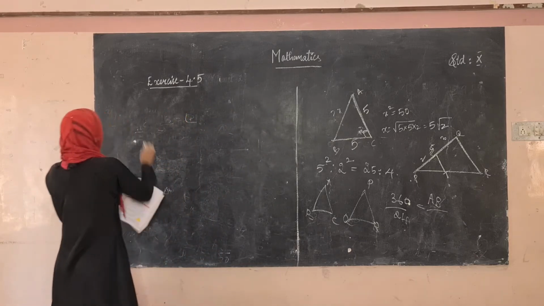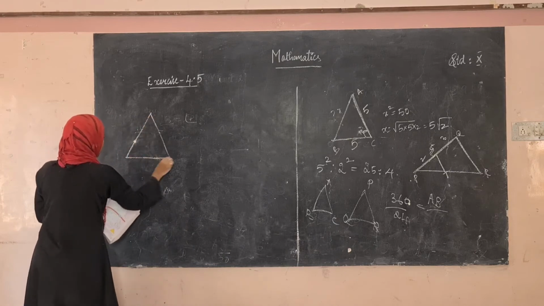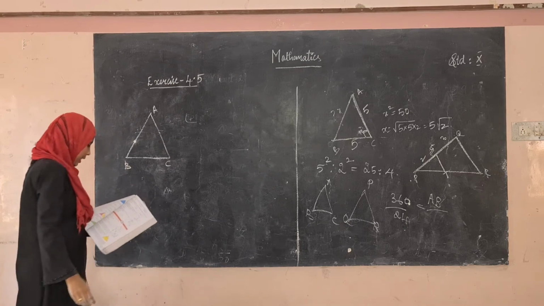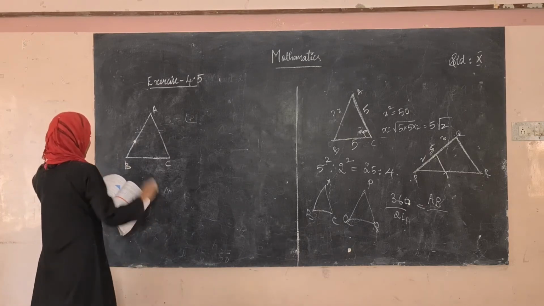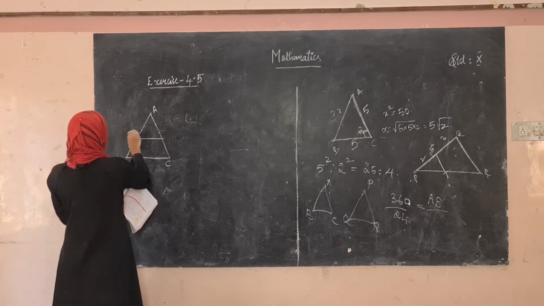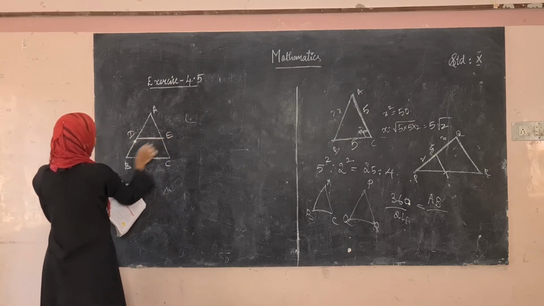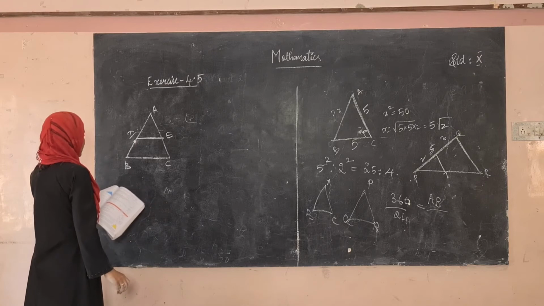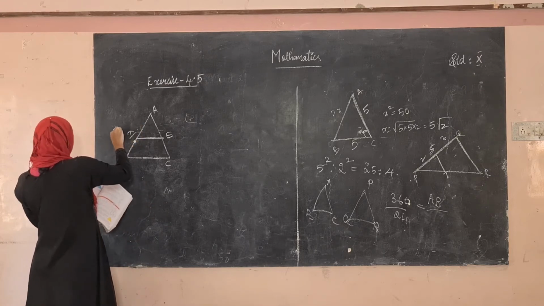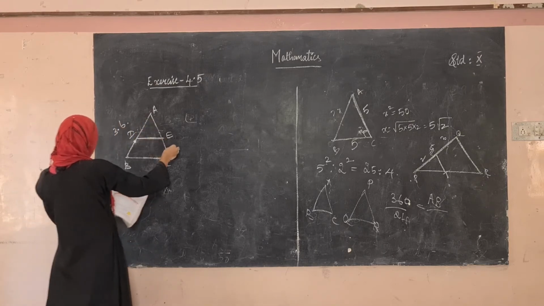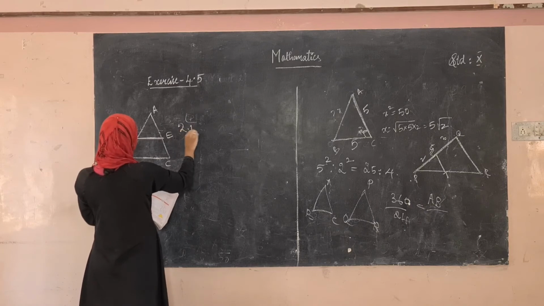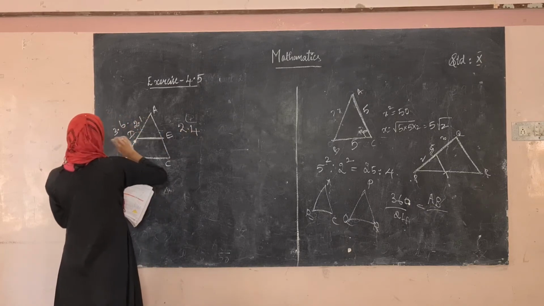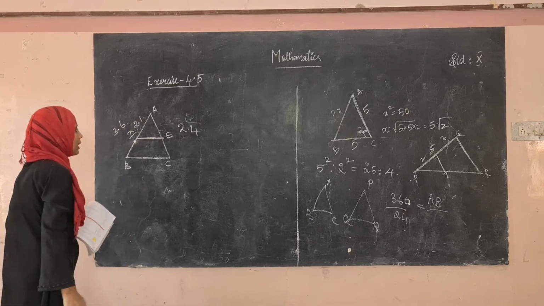If in triangle ABC, DE is parallel to BC. This is D and this is E. This line is parallel to BC. AB is equal to 3.6 centimeter. AC is equal to 2.4 centimeter. AD is equal to 2.1 centimeter. Then find the value of AE.